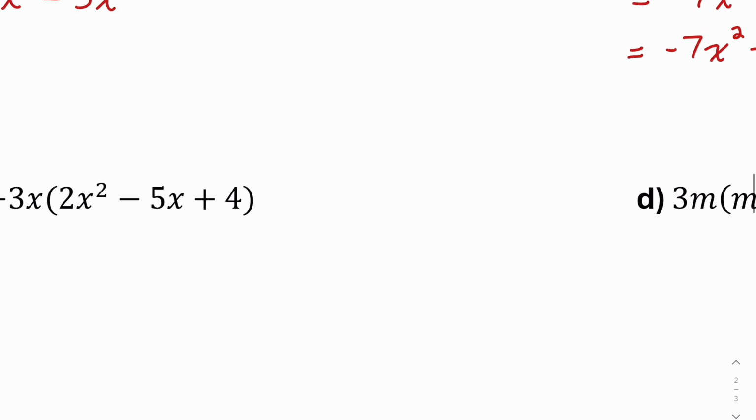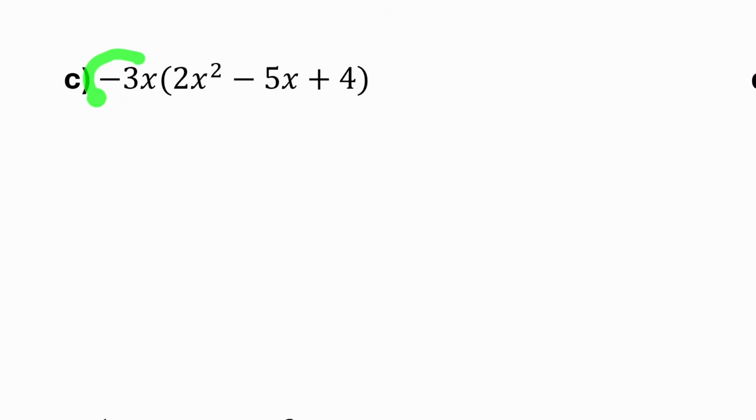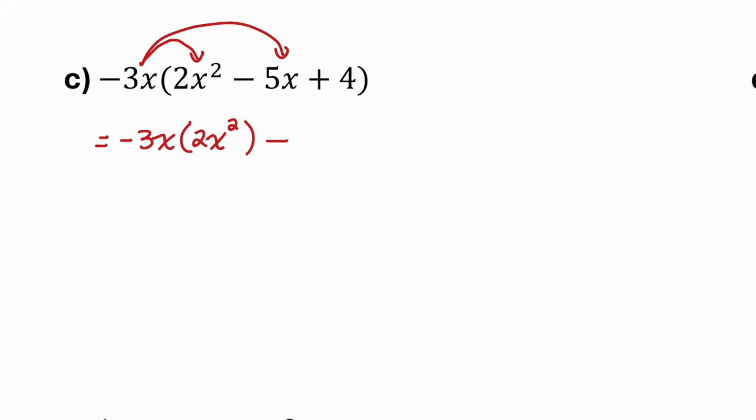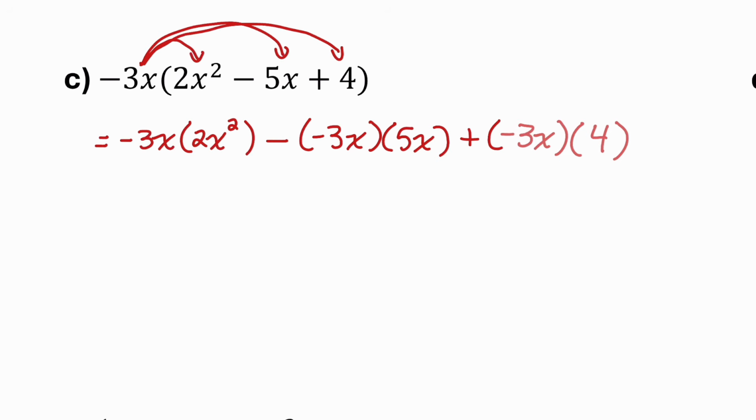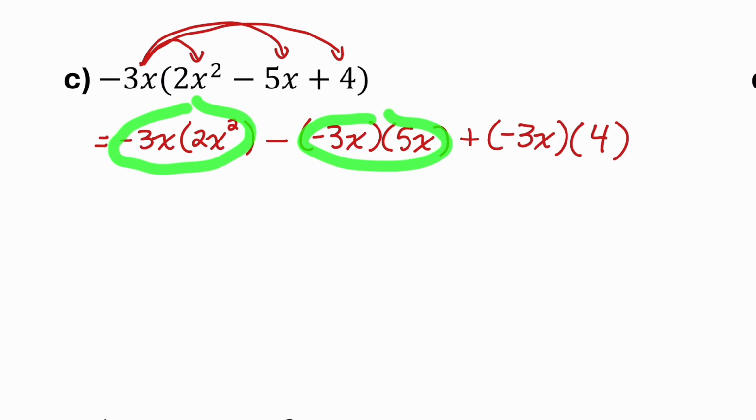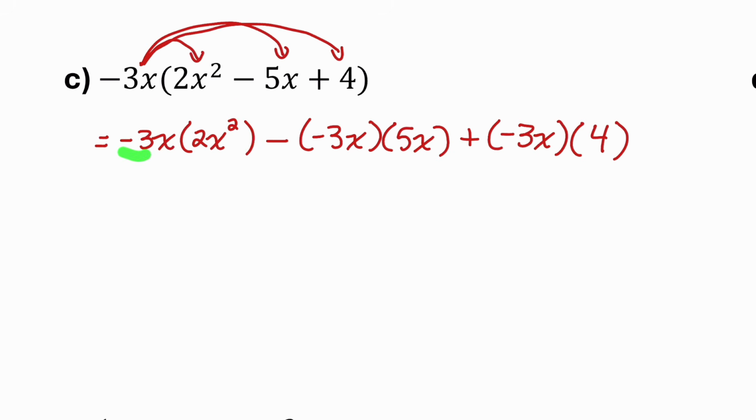Moving on to part C. This time I have a monomial that involves a variable multiplied by a trinomial. So to expand and simplify this, I need to multiply this negative 3x by all three terms inside the trinomial. I have to start by doing negative 3x times 2x squared minus negative 3x times 5x plus negative 3x times 4. And then for all three terms, I can simplify their products. Negative 3x times 2x squared, multiplying the constant factors of negative 3 and 2 gives me negative 6.